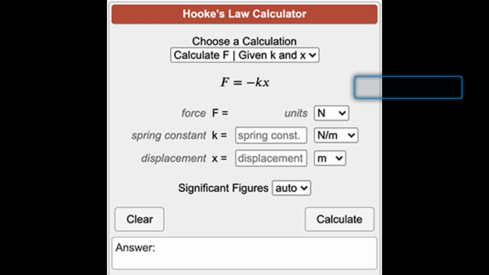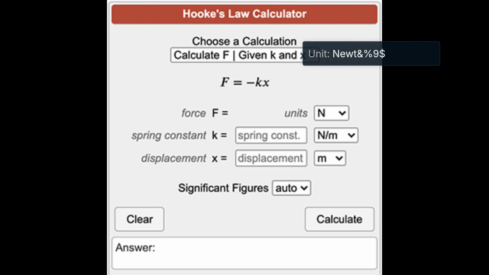This is the spring constant calculator, which uses Hooke's law to determine spring properties from applied force and displacement. Let's look at the input fields. First, we have applied force F, where you enter the force value. The force unit dropdown offers three options: newtons, pounds force, and kilograms force. For this demonstration, I'm using newtons.